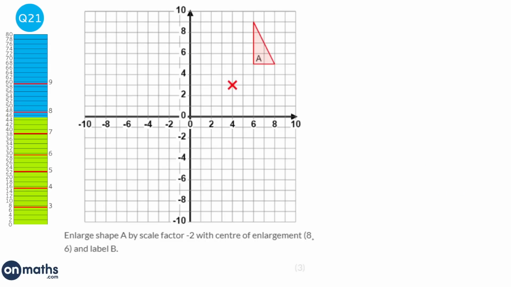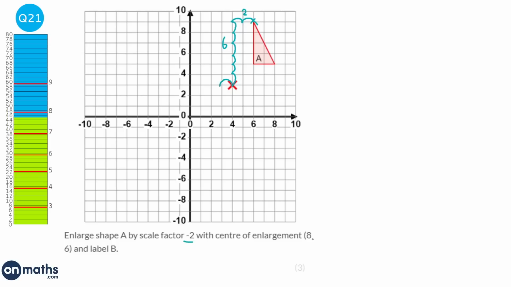We've got to first of all work out how many jumps there is between our shape and the centre of enlargement. So I'm going to pick a point at the top of our shape, and we can see that there are 2 jumps to the left, and 1, 2, 3, 4, 5, 6. So we've got to go 2 and then 6. And the reason we do this is we're looking at a scale factor of -2, which means we're going to go through the centre of enlargement. And what that means is we're going to do 2 left and 6 down another 2 times, because it's -2.